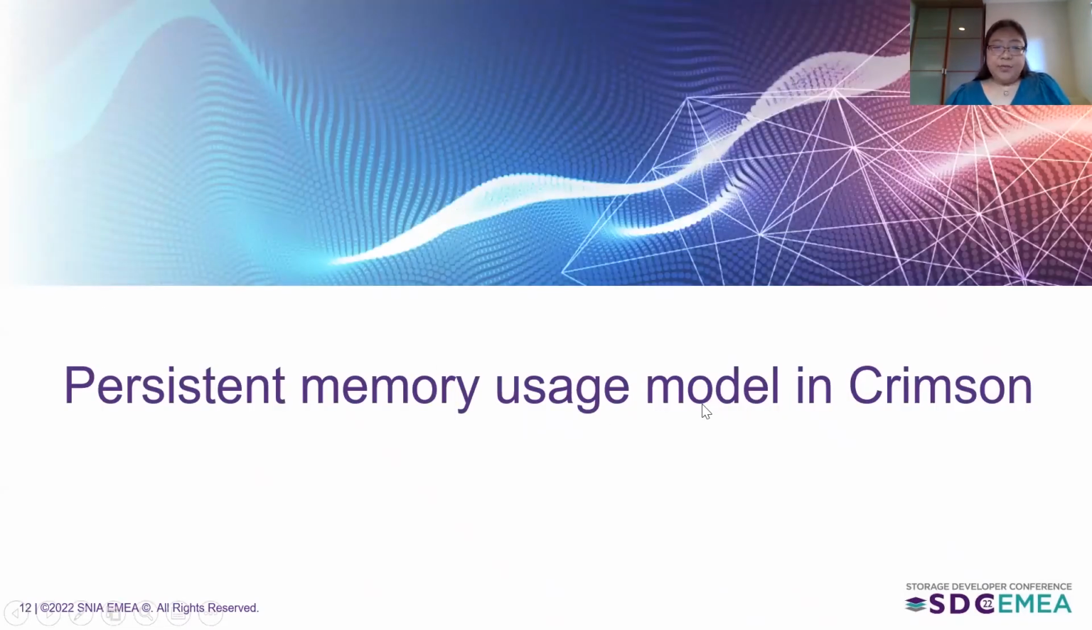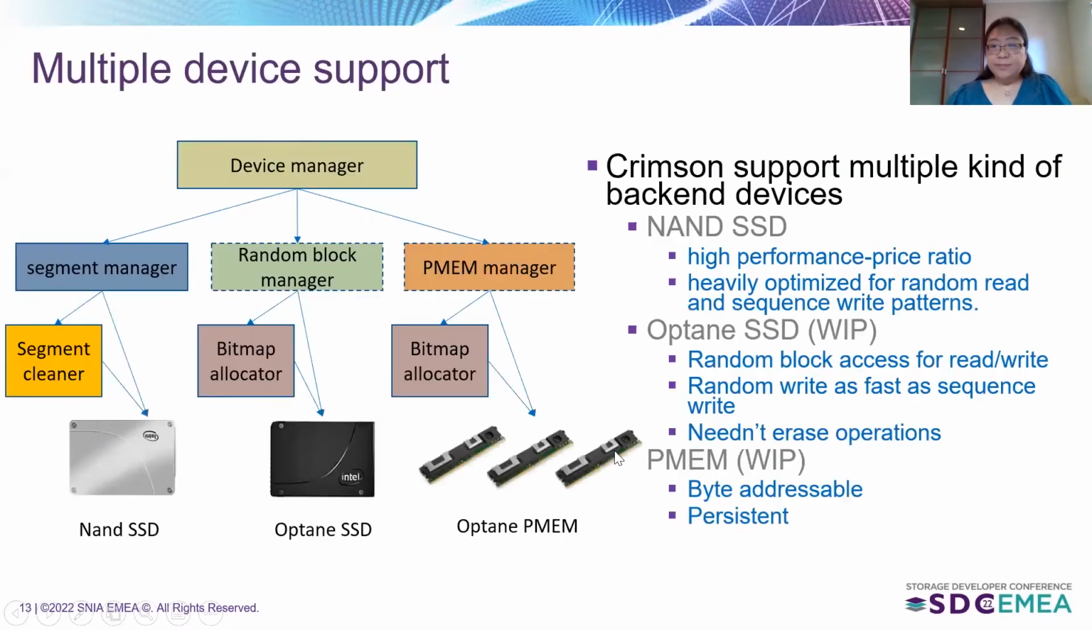Then let's discuss the persistent memory usage model in Crimson. In Crimson, we support multiple devices, such as NAND SSD, Optane SSD, and PMEM. NAND SSD has a high performance-price ratio. So the Crimson target is mainly to support NAND SSD, and it is heavily optimized for random read and sequential write patterns. So in Crimson, we support random read and sequential write according to the NAND SSD features.